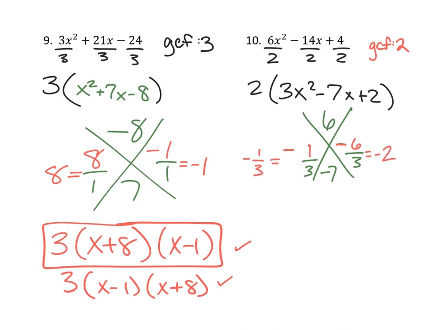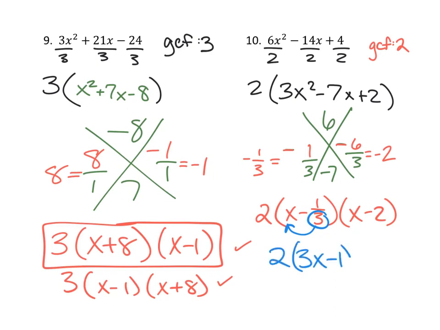Remember, order doesn't matter. Now, when I write down my factors, I have to remember my GCF, and I will write down the exact linear factors that I have. After I write down that line, I have to remember to do what? Swing my denominators forward. So wherever you have your denominator, it goes to the front of that linear factor. If they both have denominators, you swing both of them. This is 2 times 3x minus 1, x minus 2.